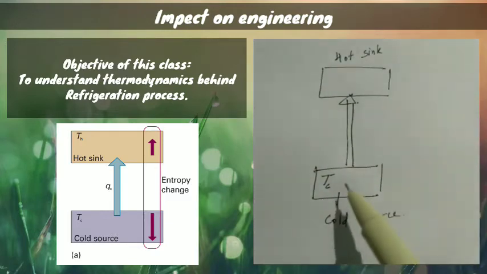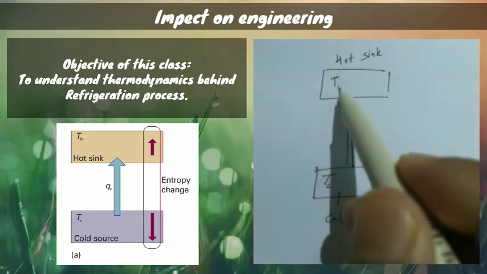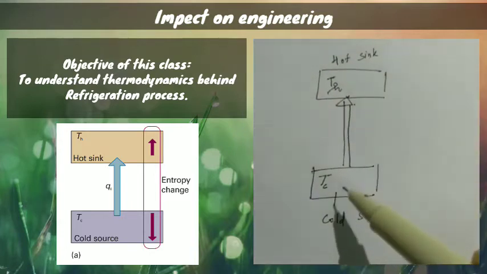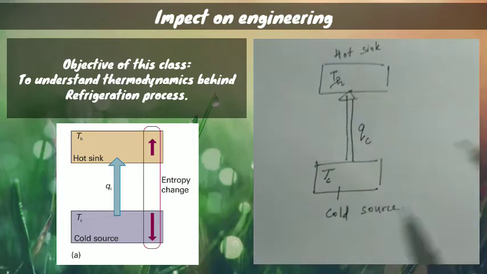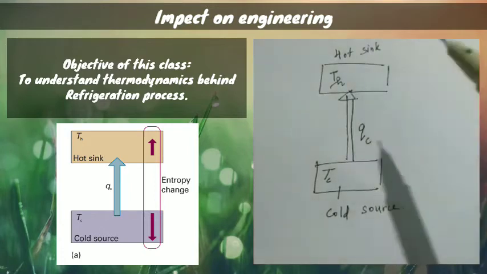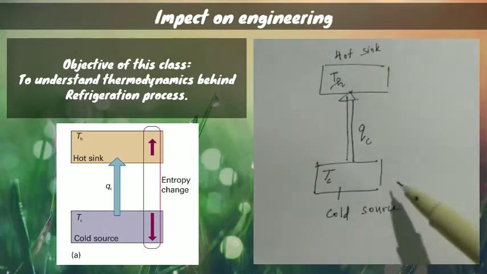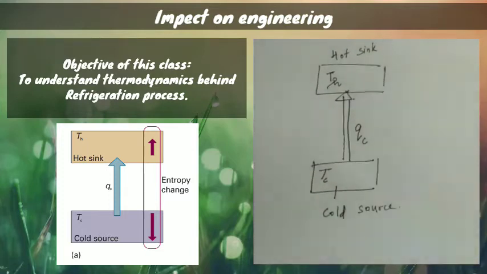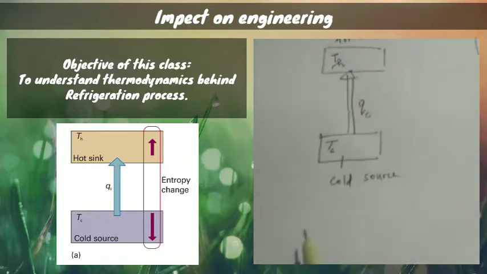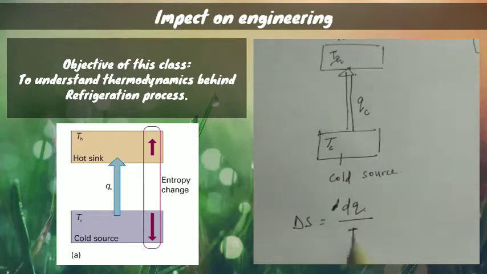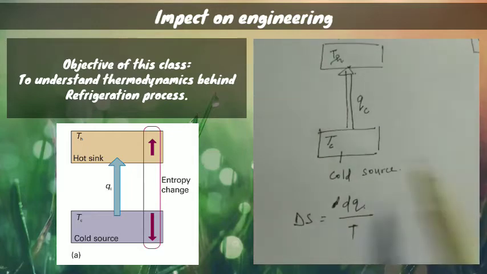Let's suppose the temperature of the hot sink is Th. Suppose we have to remove Qc amount of heat from the cool source to the surrounding, that is, the hot sink, to cool down this source further up to 4 degrees Celsius. But this process is not spontaneous. Why? If you try to calculate the entropy change, we know that the entropy change is dQ reversible divided by the temperature at which the machine is running.